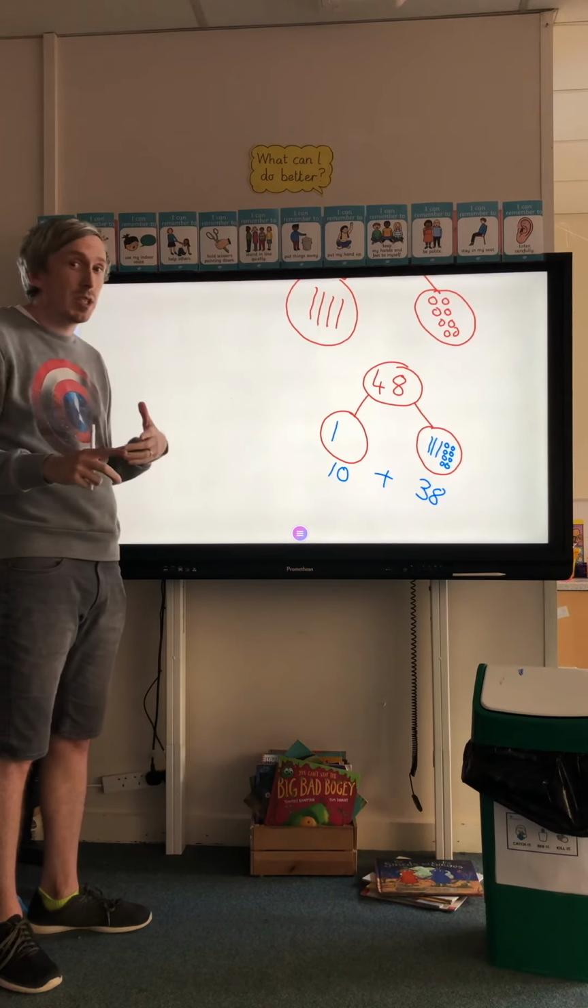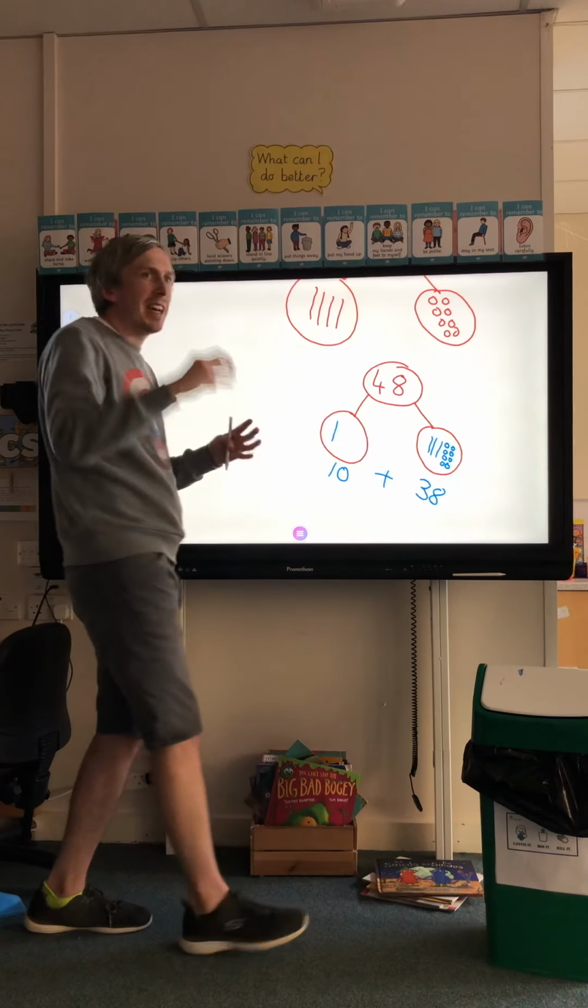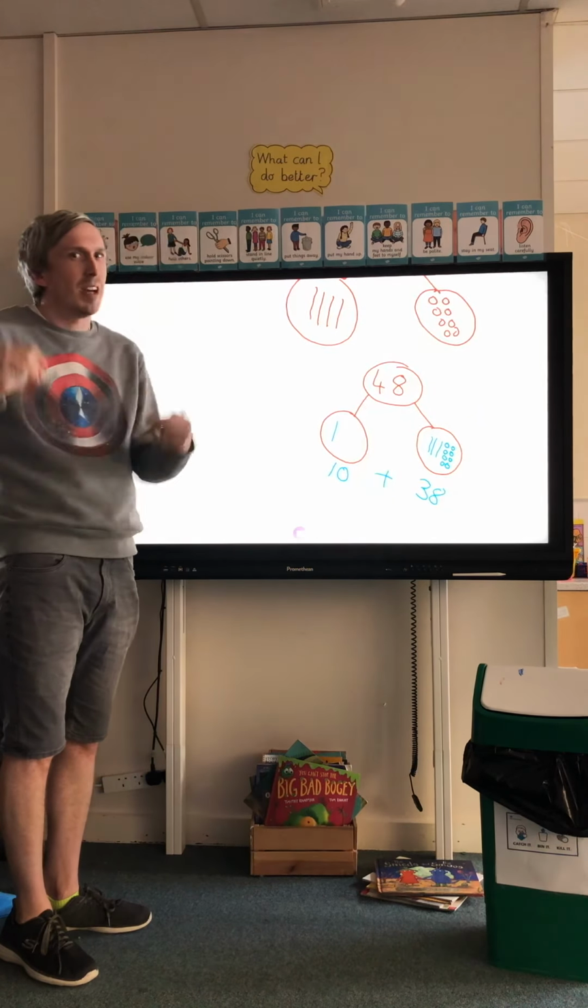And that helps us when we're adding and when we're taking away, because we can speed up trying to add up just our tens and just our ones, rather than trying to do it all in our head straight away.